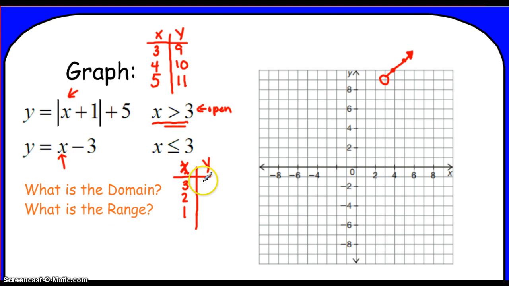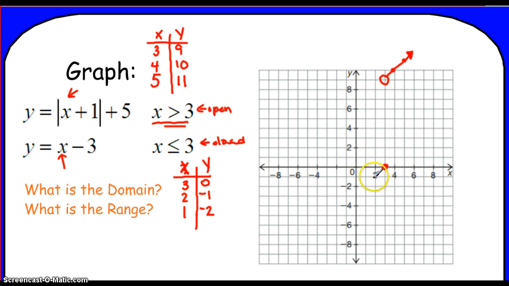2 is less than 3, 1 is less than 3, and now you just plug them in for x. 3 minus 3 is 0. 2 minus 3 is -1. 1 minus 3 is -2. And again, this should be a closed circle because it equals. So at 3, 0, I have a closed circle. Notice this one's open, this one's closed, so I have a point at 3.